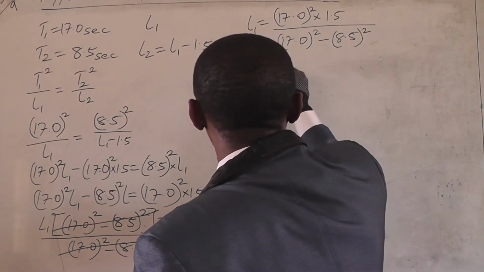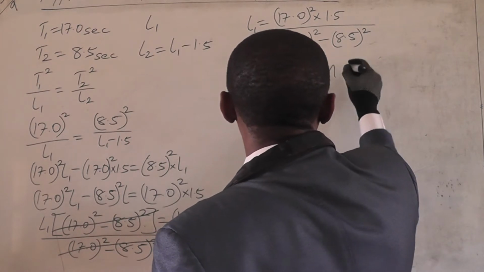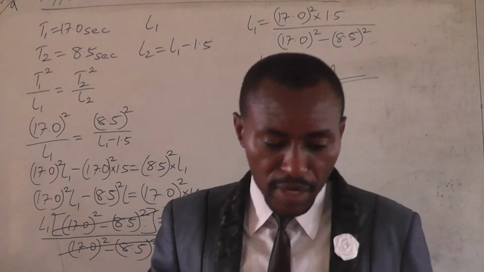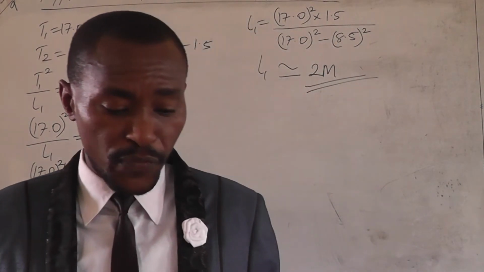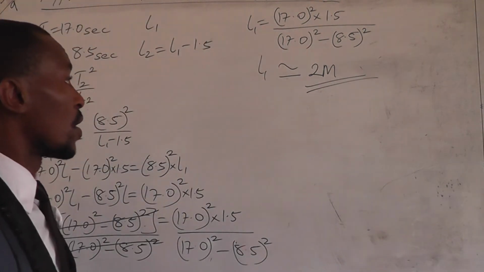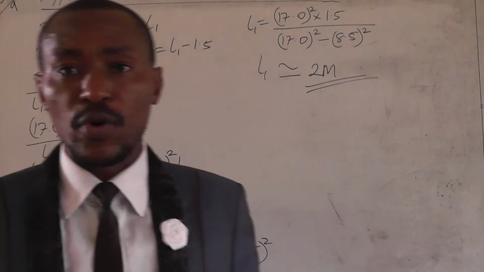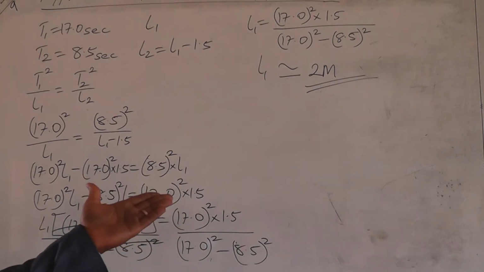If you do this, you have approximately 2 meters, which is your final answer. Ideally, you have 1.545 meters. So approximately, you have 2 meters.